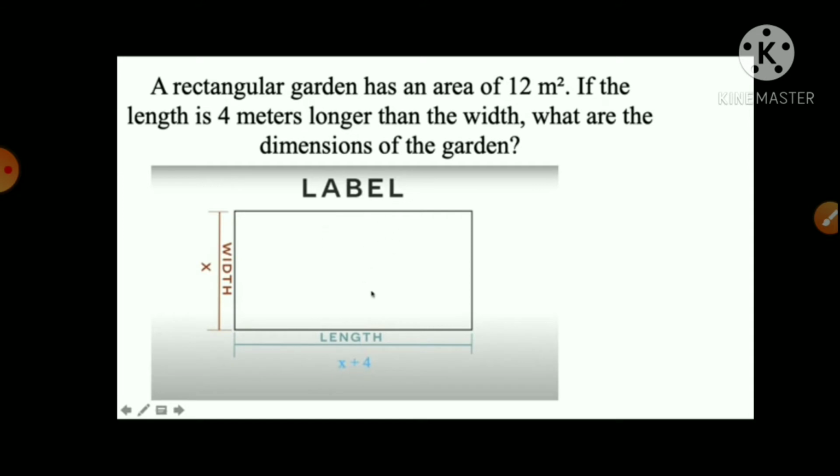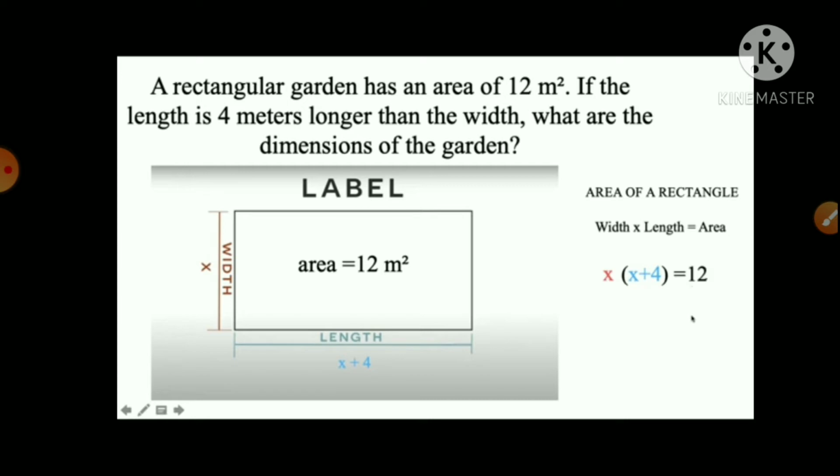Then the area of our rectangular garden is 12 meters squared. Now, notice that it is a rectangle and we're talking about the area of a rectangle. Recall that the formula in finding the area of a rectangle is width times length is equal to the area, wherein in this case, our width is represented by x and our length is represented by x plus 4. So we're going to multiply them, and we're expecting that the area is equal to 12. So this will now be our working equation.